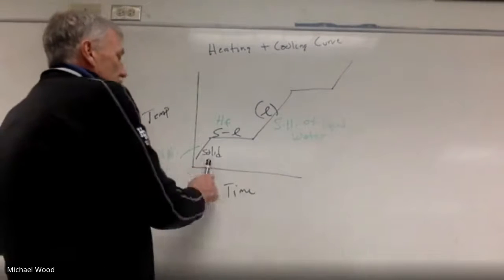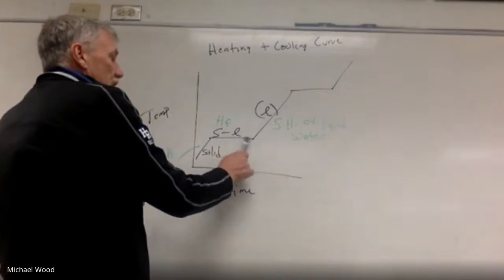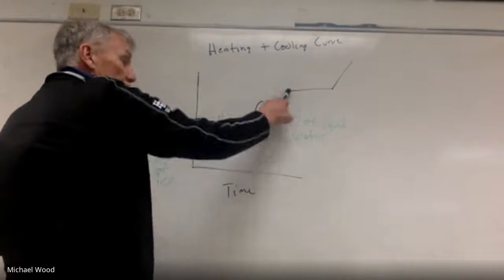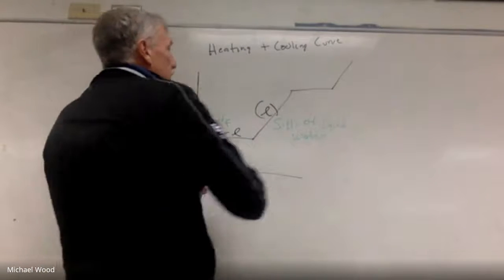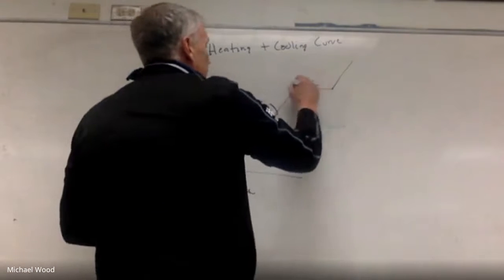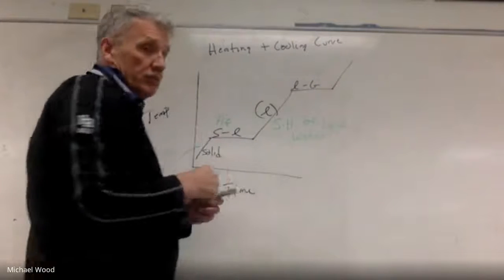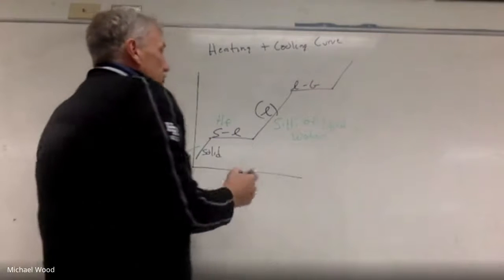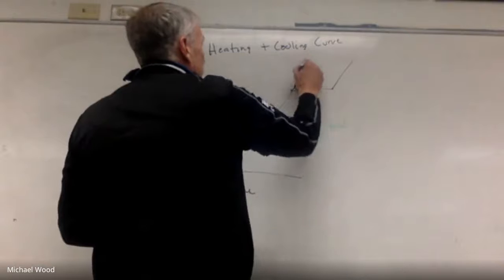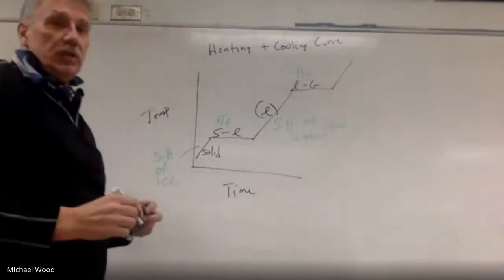So we start out all solid, then we melt the solid to where it's all liquid, and then we continue to heat it. And so we get here, we go liquid to gas. That's boiling, that's evaporating. And this is where we're going to use HV, the heat of vaporization.